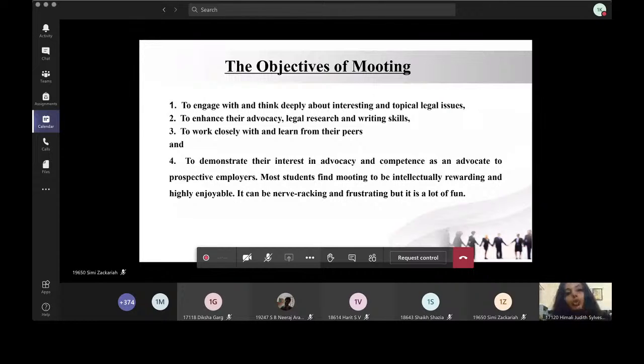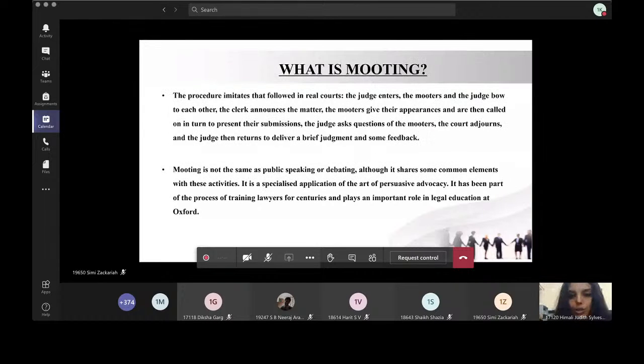A moot court competition, in its real sense, is a simulation of a court. So whatever happens in a real court scenario actually happens in a moot court as well. So there's a judge that enters. There are two mooters. Like in an actual court, there are two advocates; there are two mooters in a mooting. They're participants. So the judge, there's a clerk as well.